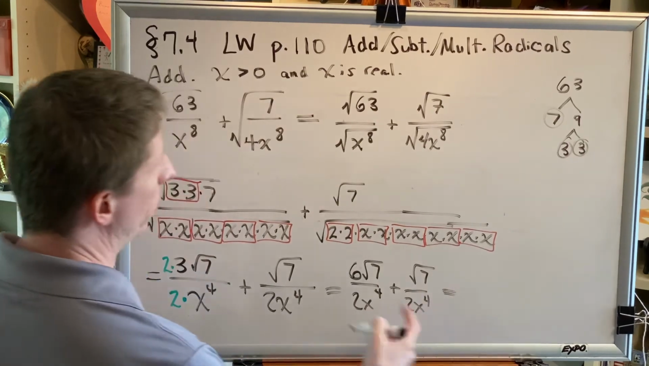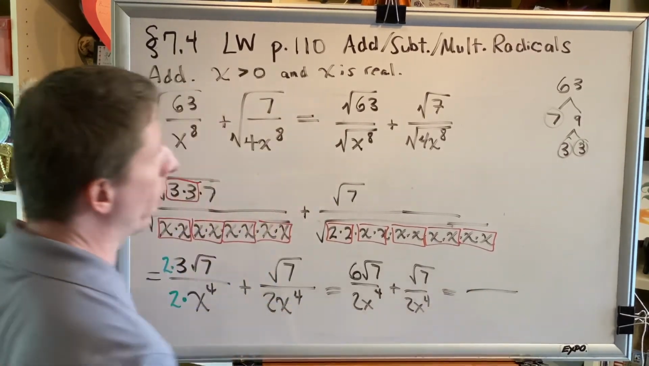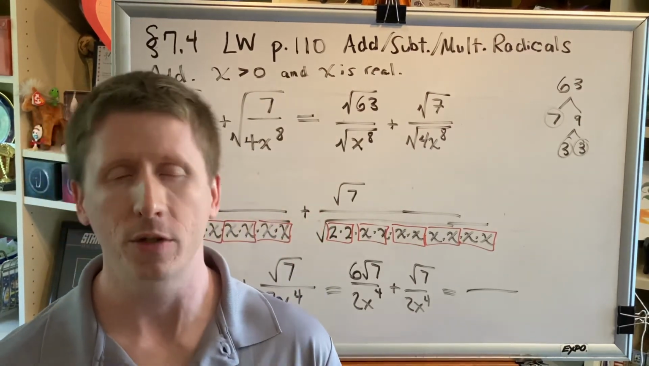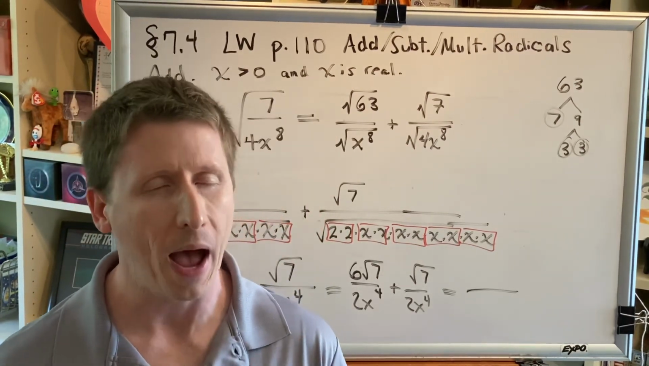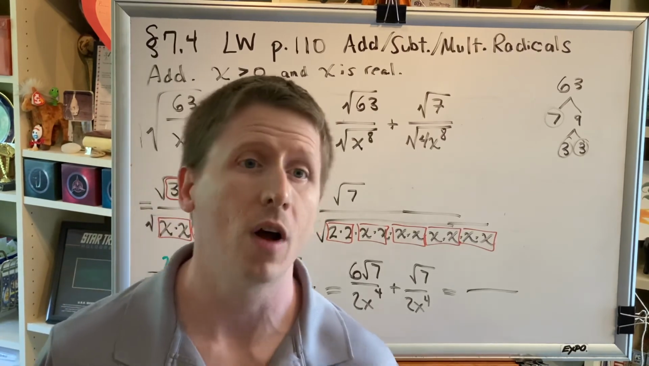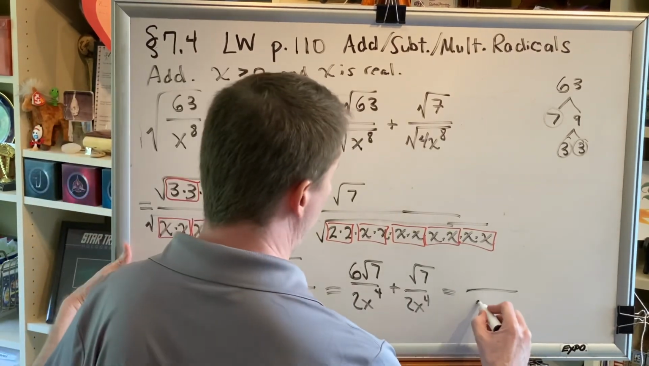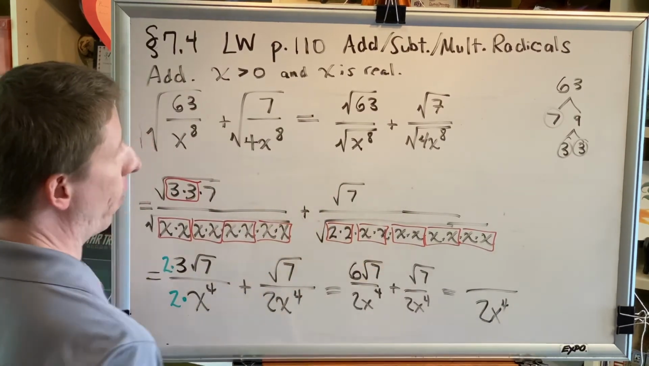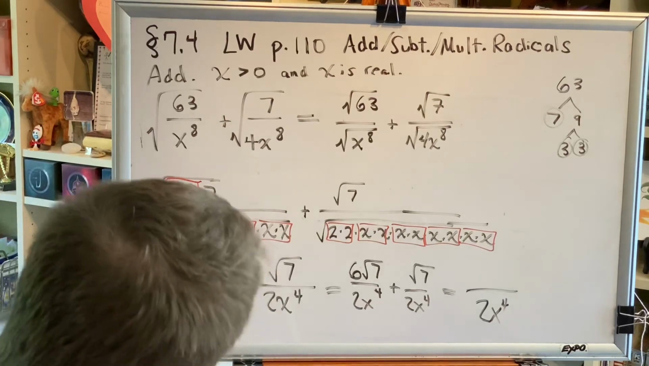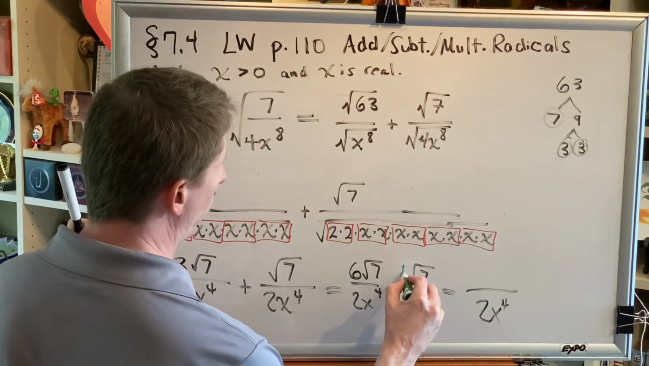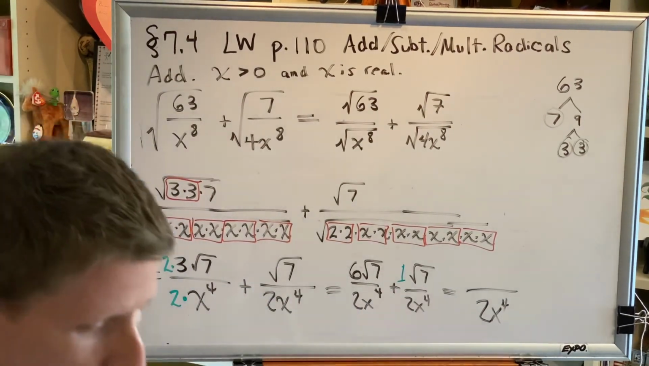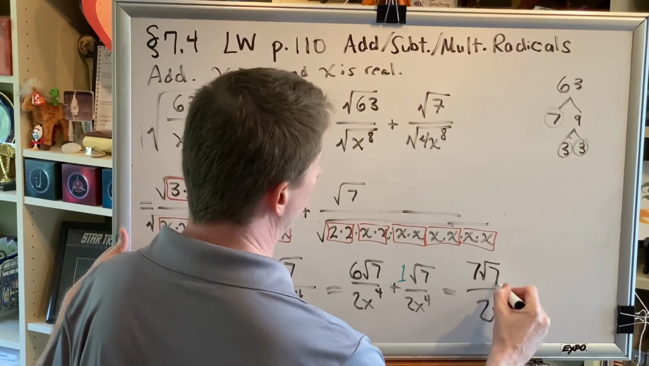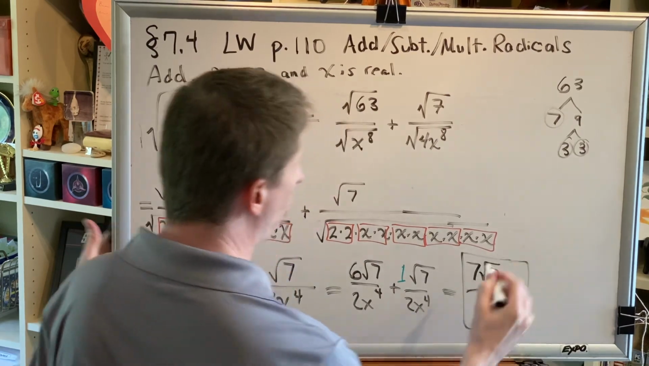And now that my denominators are the same, I can combine my two fractions into one. Remember, the denominator tells you the type of thing you have. So when you add or subtract fractions, the denominators do not change. So this is going to be 2x to the 4th. And we have to figure out how to add these together. Well, they're like radicals, and the coefficient of the second one is a 1. So 6 root 7 plus 1 root 7 makes 7 root 7. Our final answer is 7 root 7 over 2x to the 4th.